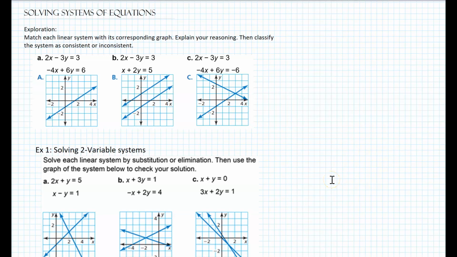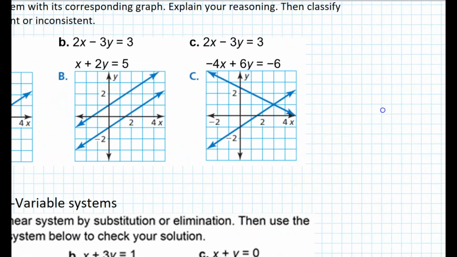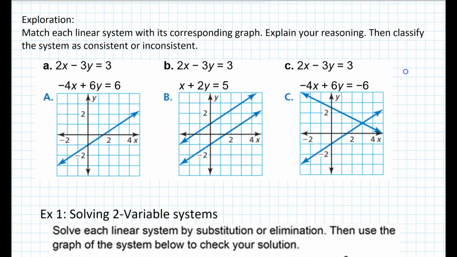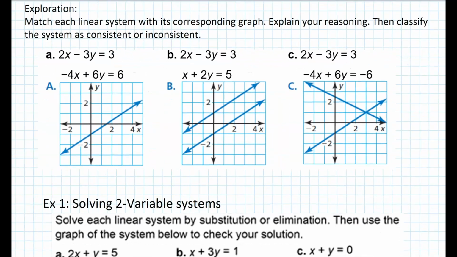Okay, so we're looking at solving systems of equations. We're going to start by reviewing the two variable systems. Do you guys remember doing those previously? Two variable systems? Yes. Some yes, some no? Okay. All right, so for the first one, and this exploration is printed out for you, but I want you to look at the systems and match them with the graphs below.